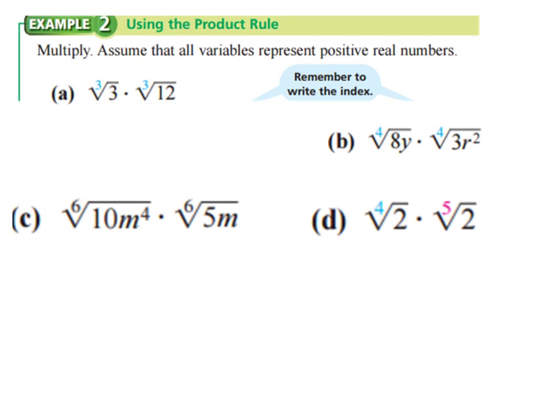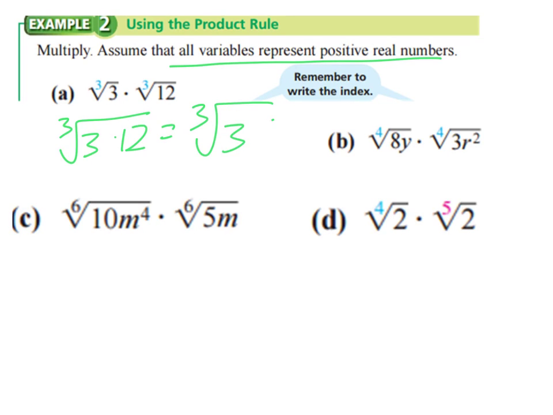Again, take a look at these ones. Now notice they're different indexes. Now we've got cube roots, fourth roots, sixth roots, but the key being that they're the same. And we are assuming that all variables represent positive real numbers, so we're not going to have to worry about doing absolute values at all. That's what that really means. So for example A, we can do the cube root of 3 times 12, which of course would be the cube root of 36. And again, we can't simplify that at all.